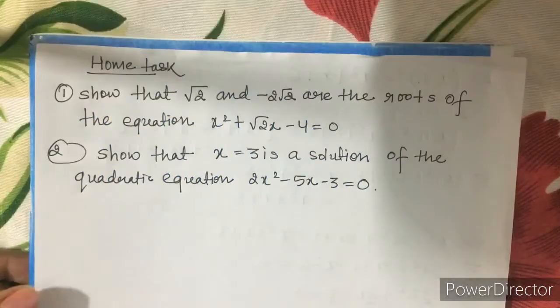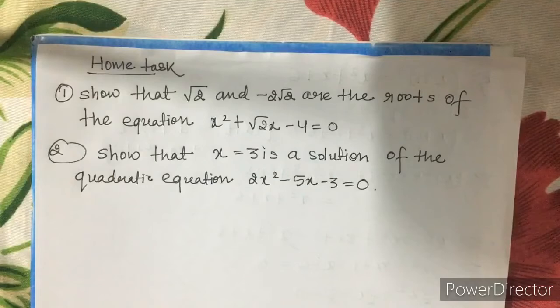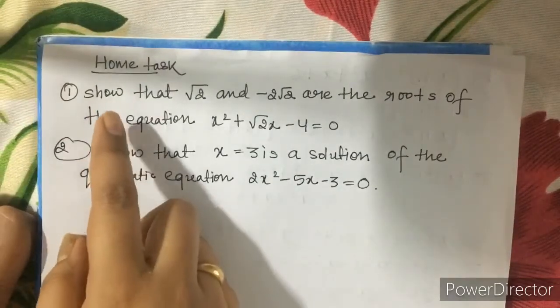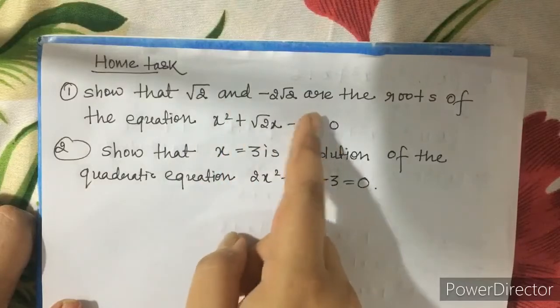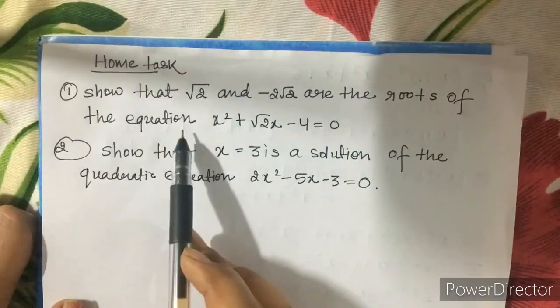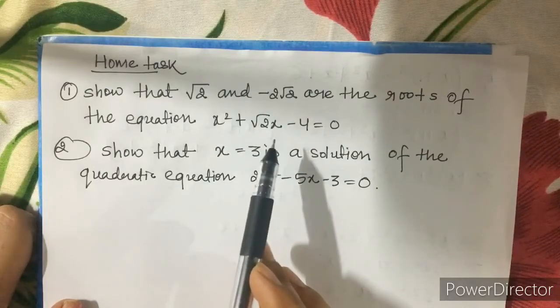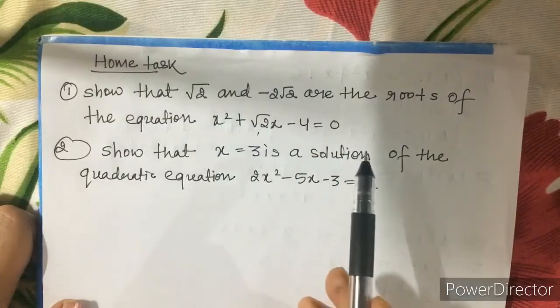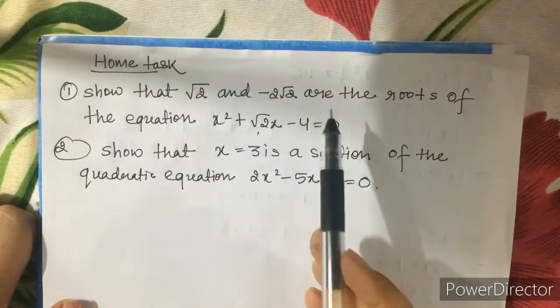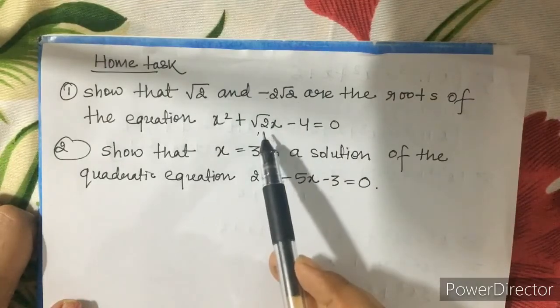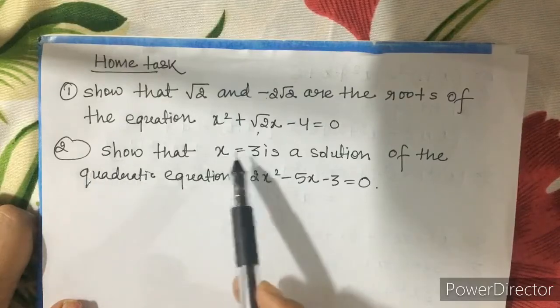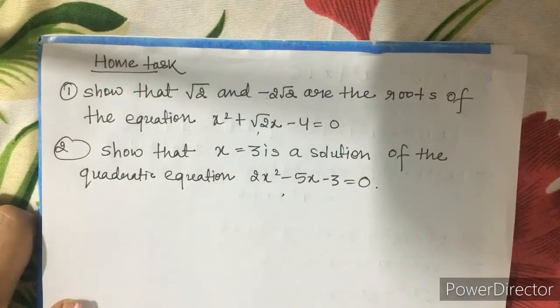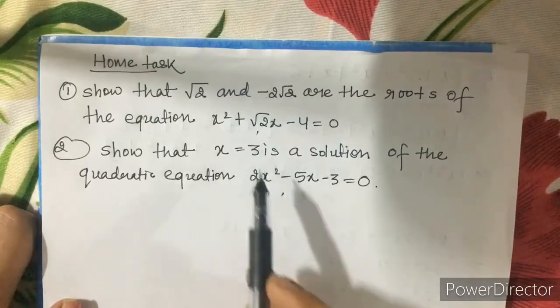Solve. Now there are two questions. Try to solve these questions and find whether these are roots. In the first question you need to show that root 2 and minus root 2 are the roots of the equation. For the first question, firstly you need to put root 2 in this equation, and if you are getting the value 0, then it is a root of this equation. Similarly you will put minus root 2 in the given equation. And in the second question you need to put x equal to 3 in the given equation. If you are getting the value 0, then you can say x equal to 3 is the solution of the given equation.